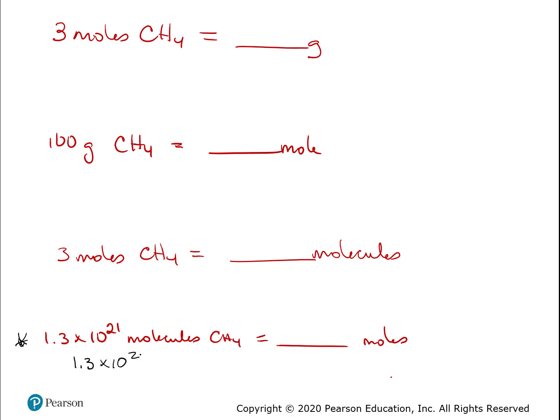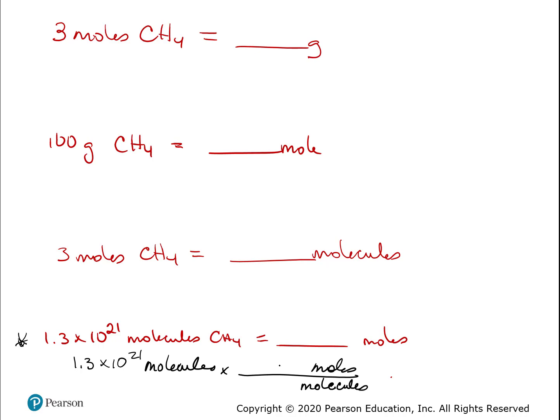1.3 times 10 to the 21st CH4, well, molecules, times in a line. What unit goes on the bottom? Molecules. The unit you're given goes on the bottom. And what goes on top? Moles. The unit I want, my answer. So notice what I start with always goes on the bottom. My answer is going to go on the top. It's just a single step.